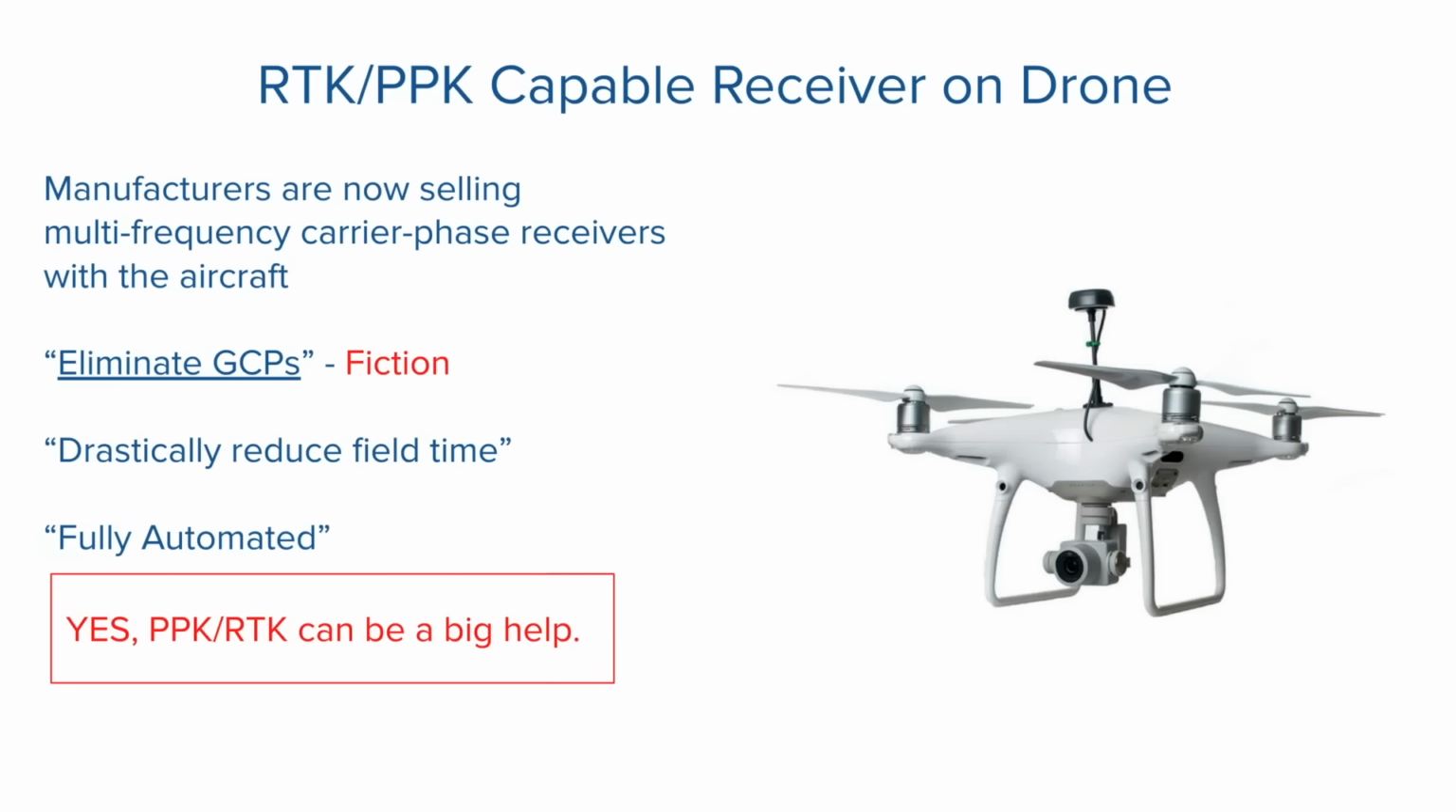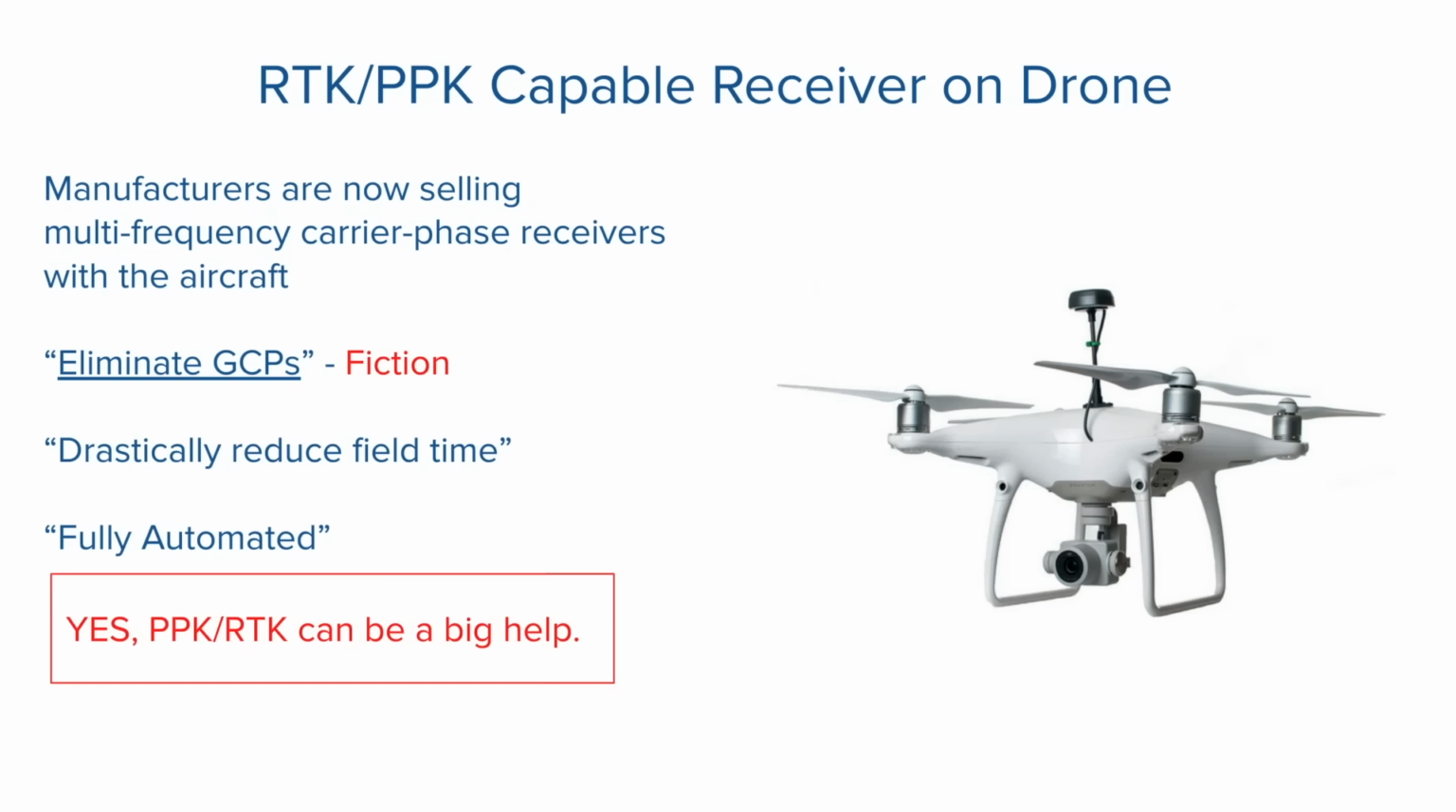Either way, a lot of manufacturers now say, hey, with an RTK or PPK capable drone, you eliminate GCPs. And we say, fiction, that is not true. If someone says that, you should be very wary of anything else that they say, because you are the one that's going to be liable if you abandon the use of GCPs and then you end up having a problem. The second thing is drastically reducing field time. This is a true statement, because you can reduce the amount of control points you have to set dramatically by using an RTK drone.